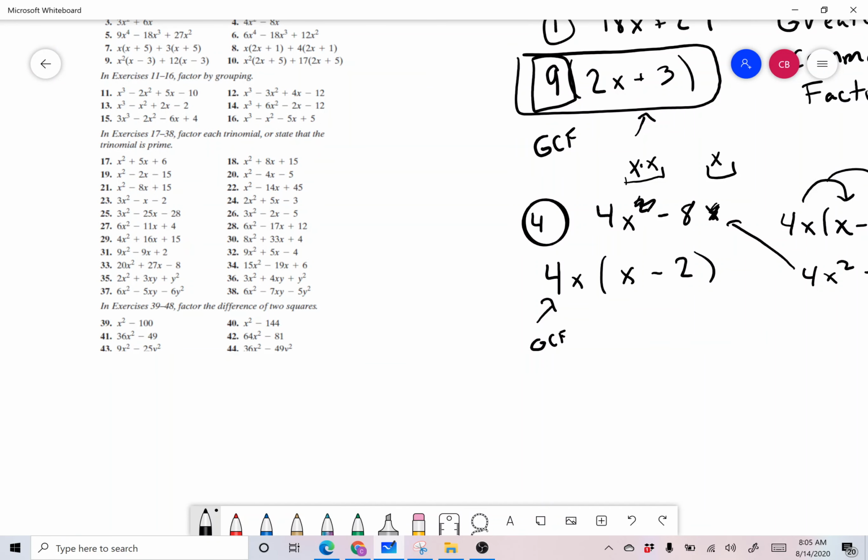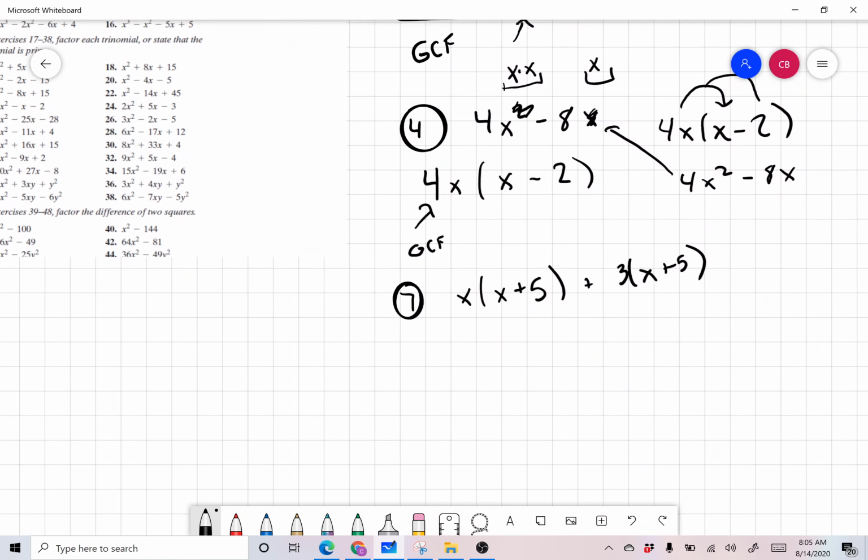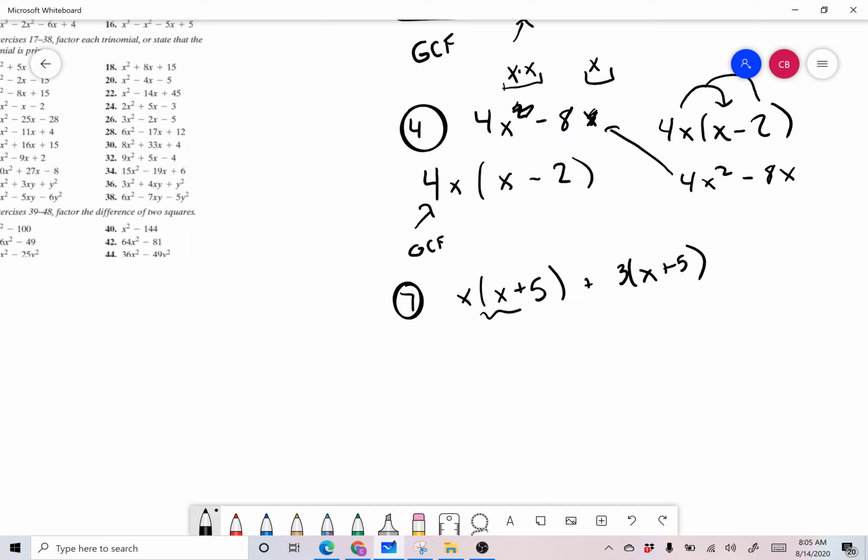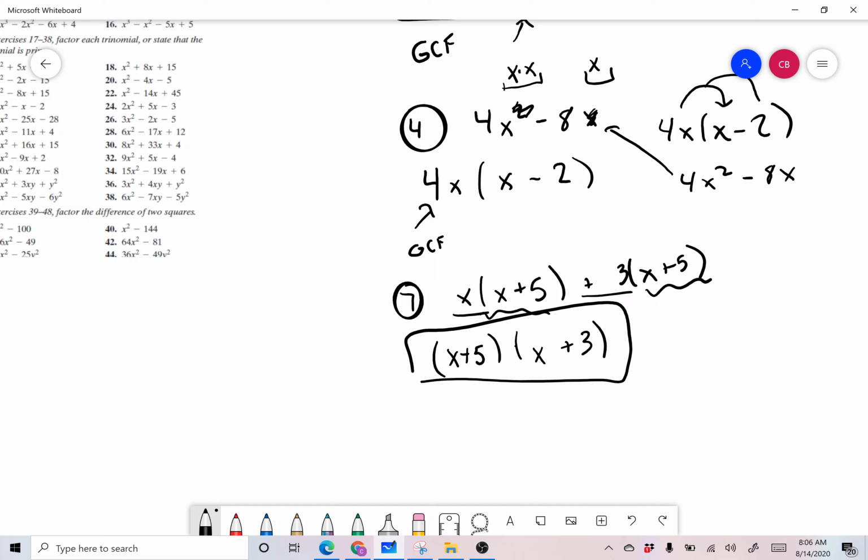Let's look at number 7. I want to do one more because there's some more challenging looking ones. We have x plus 5 times 3x plus 5. So what do we notice the GCF is here? Well, you see there's an x plus 5 and an x plus 5. Remember, that is just a number if you plug something in for x. And that number will match every time. So we can factor that out. X plus 5 is the GCF. And what's left here is the x. And what's left here is the positive 3. And so this is the GCF, and then this was what was left over.